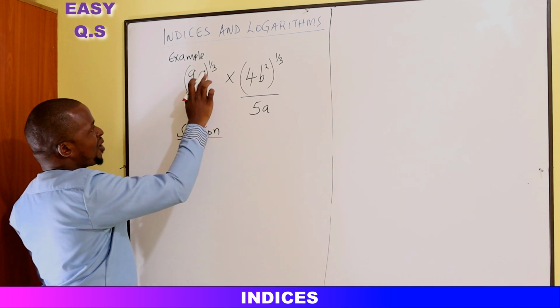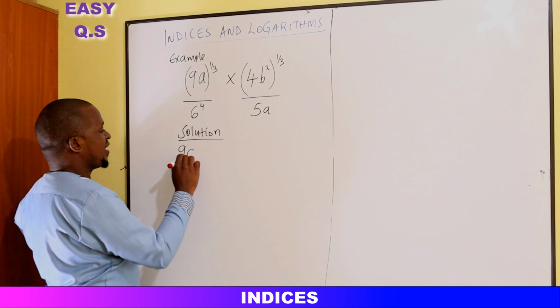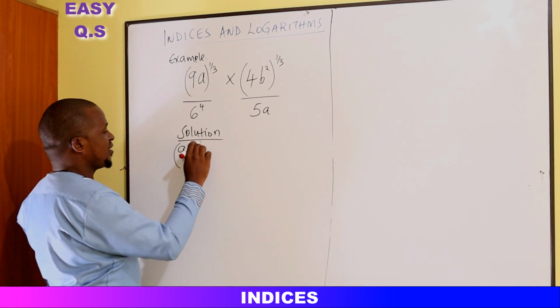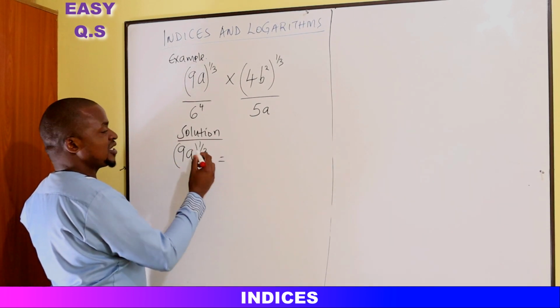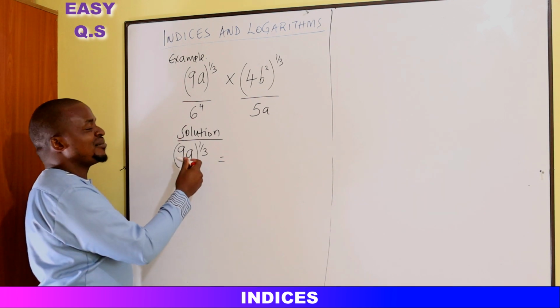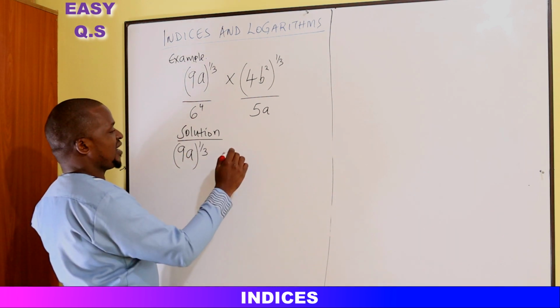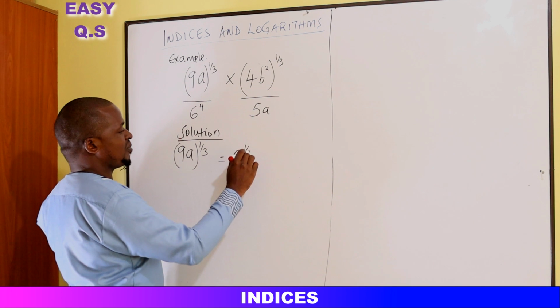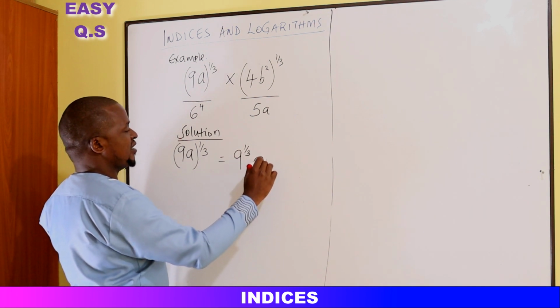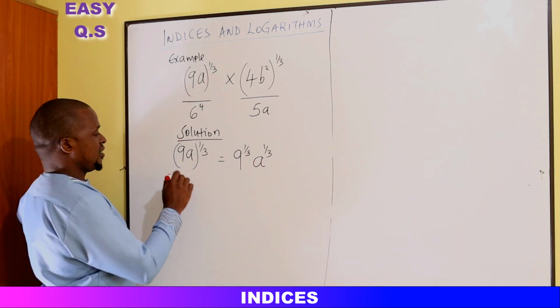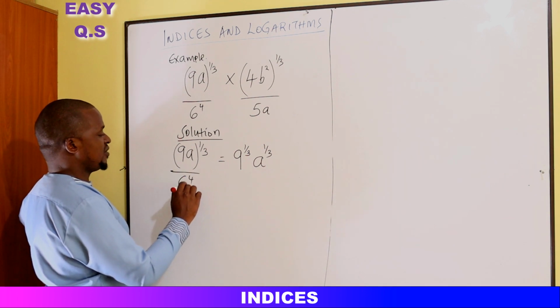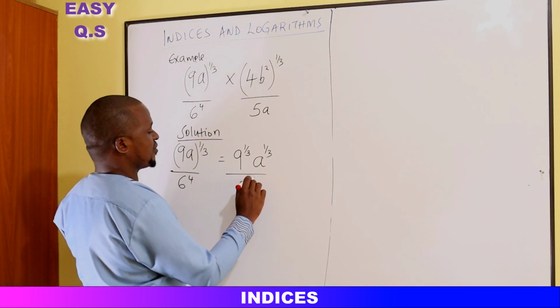So 9a raised to power 1 over 3. This power is going to multiply whatever is in the bracket, which will be 9 raised to power 1 over 3, a raised to power 1 over 3, over 6 raised to power 4.